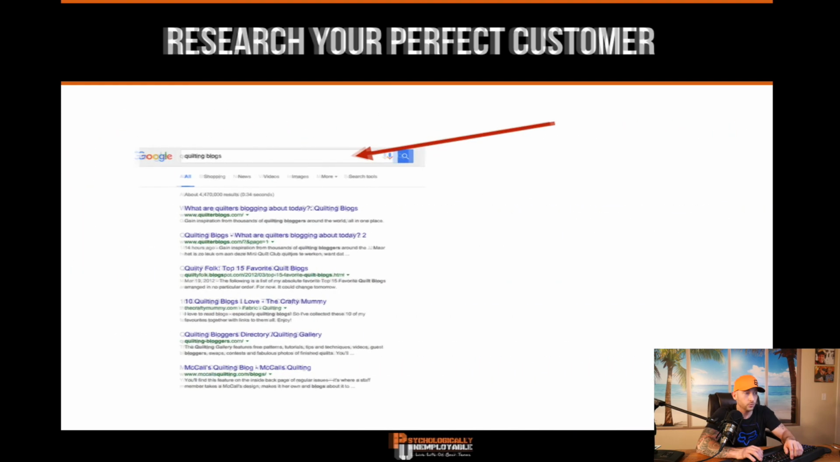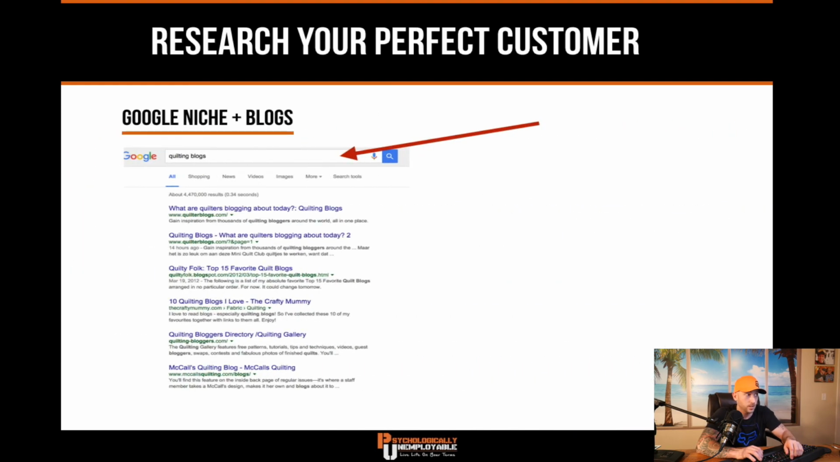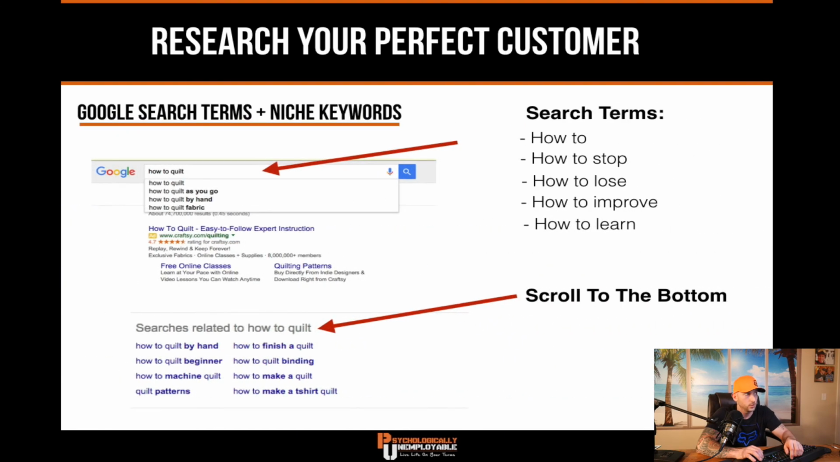Now, the next one I like to do is go to blogs. So I'll type in the same thing, quilting, and then blogs. And when I actually go to those blogs, I'm going to read the comments. I'm going to read the questions. I'm going to see what posts they're posting and note all this stuff down. Now, how you find different blogs and different websites to research what your customers are searching for is you use terms like how to stop, how to lose, how to improve, how to learn.